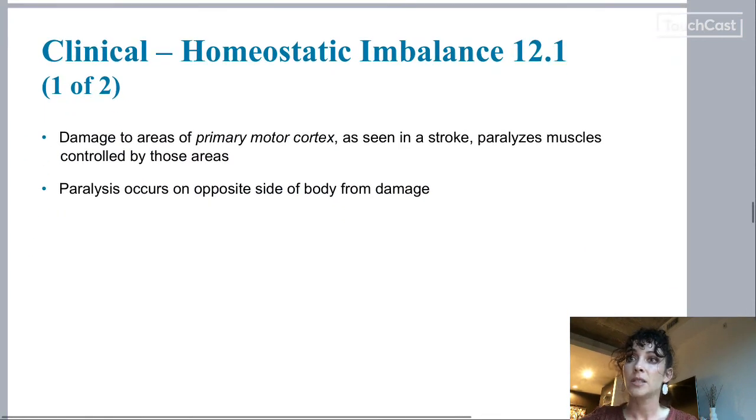Okay. Damage to the areas of the primary motor cortex we will see in a stroke, which paralyzes the muscles controlled by that area. So we know that paralysis is also going to occur on the opposite side. So if the stroke takes place on the left side, the right side will be unable to move, and vice versa.